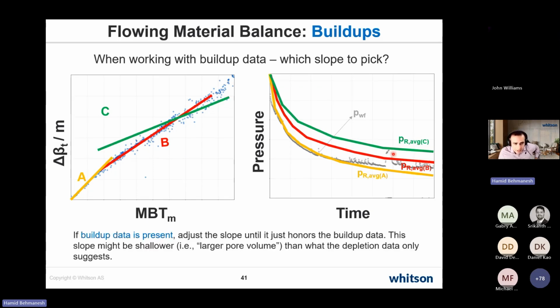So if build-up data are present, and there could be a lot of reasons why the build-up data are not trustworthy because of the dynamics of the wellbore. But if those build-up data are available and we do some due diligence investigation that they are trustworthy, we're going to take advantage of them a lot in the FMB, by the way, that I presented to you.